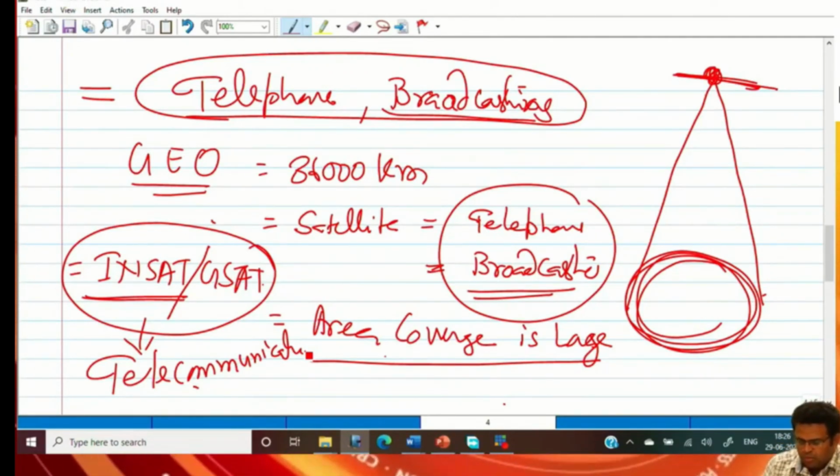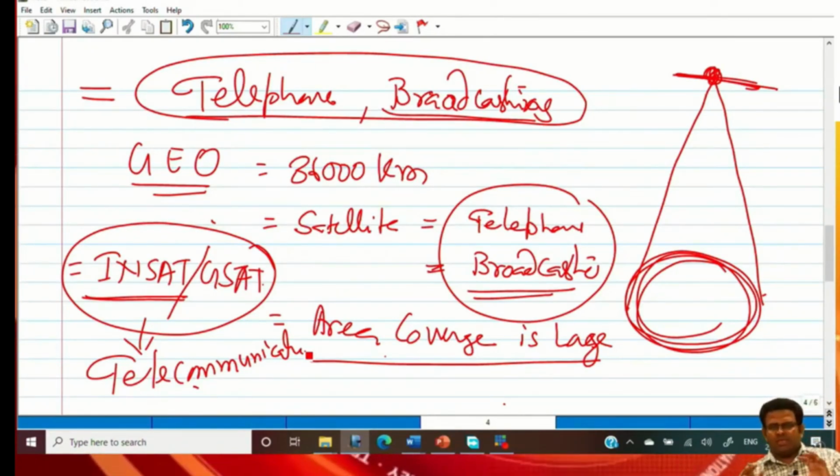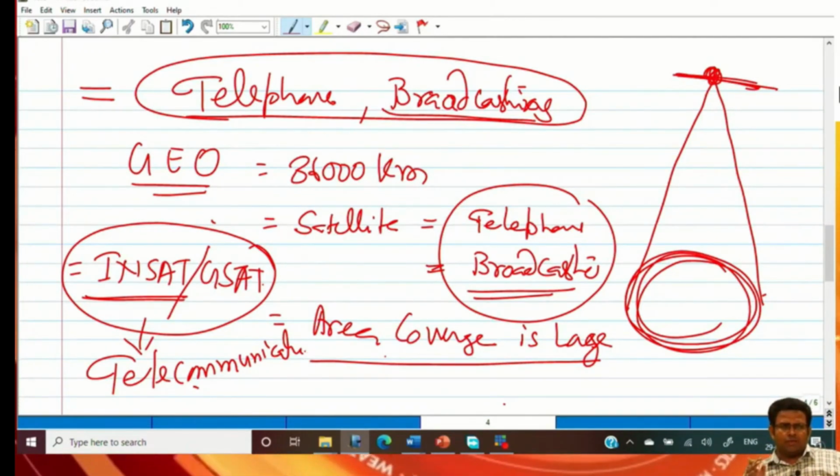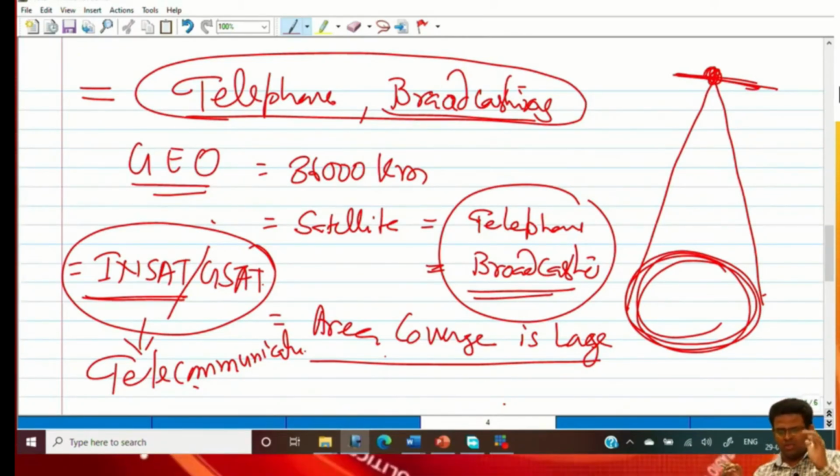Now I am coming back to the question I asked: in which orbit should I send the satellite for telecommunication and broadcasting? Just interact with me. We have to cover a large area, and the signal should reach the large area.